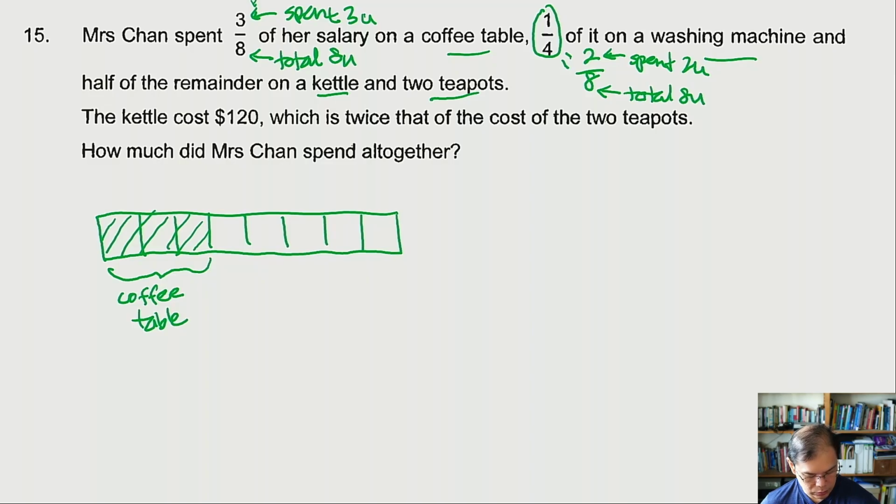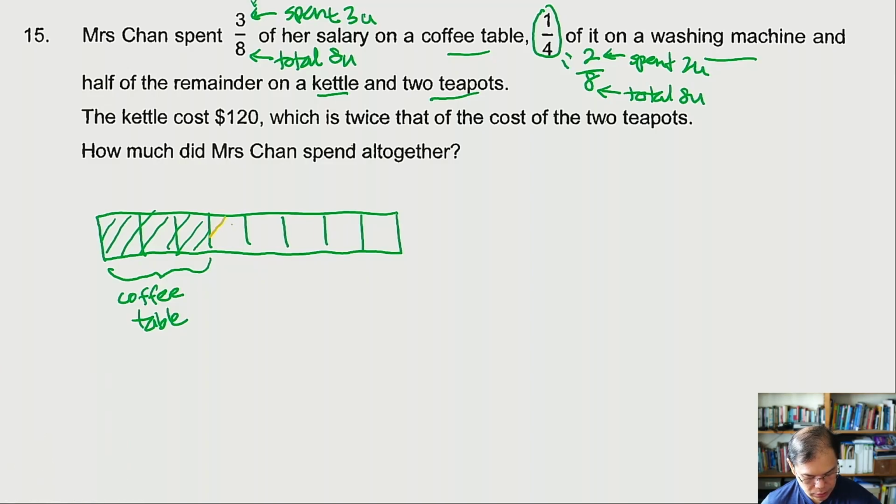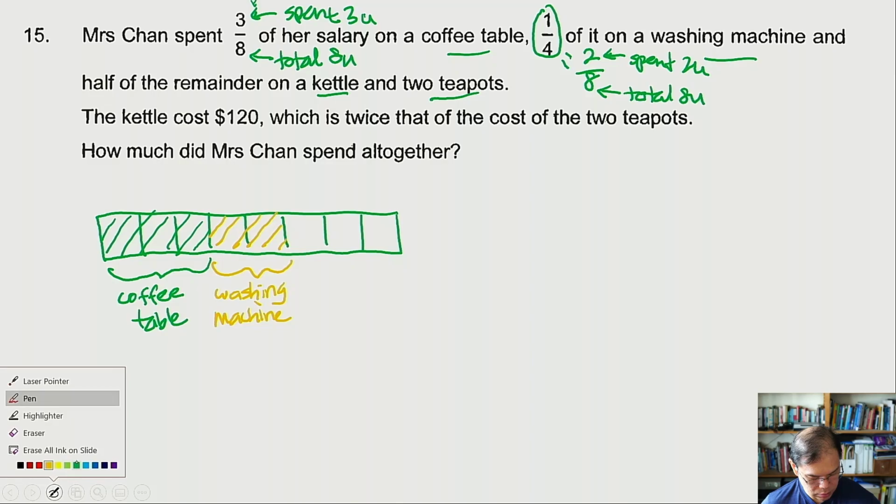Alright, so I'm going to maybe use a different color. Use orange. Goes to the washing machine. Right, and half of the remainder on a kettle and 2 teapots. So this is my remainder, right?